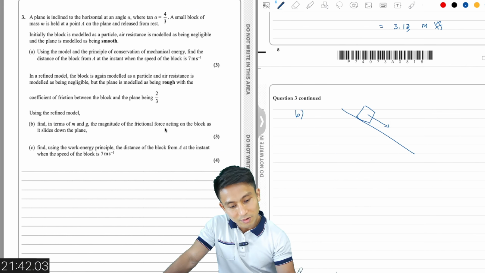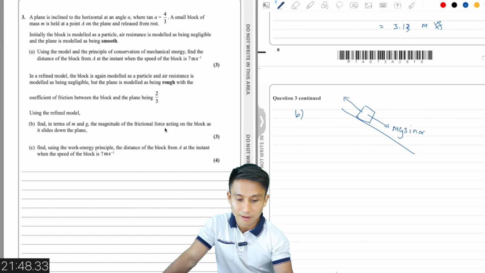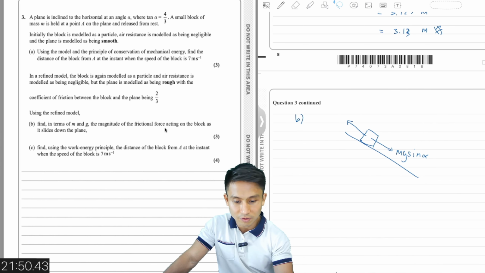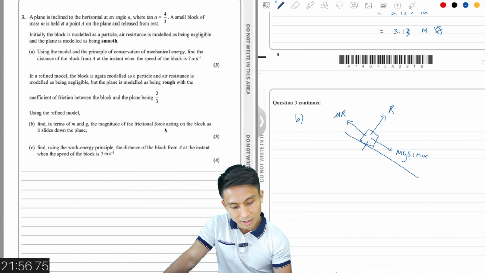So down here we have mg sine alpha. And then up here we have the frictional force, which is mu R, right? And then here we have R, and here we have mg cos alpha.